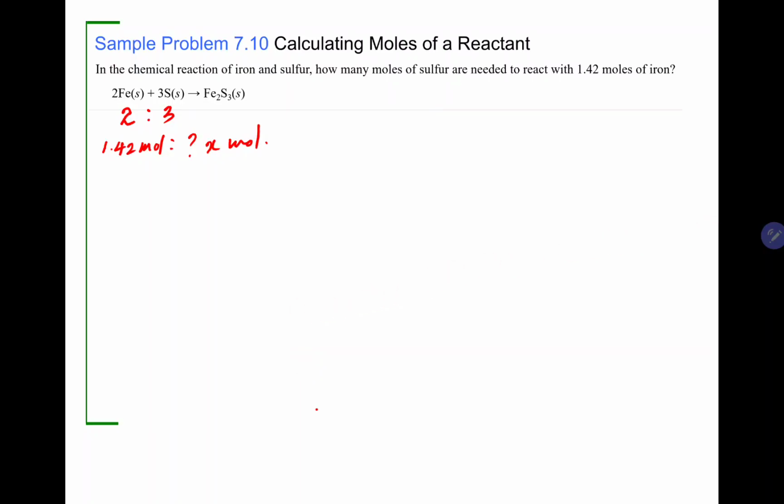Let's figure this one out. You want to figure out how many moles of sulfur you need. To do that, you multiply what you know, which is 1.42 moles of iron, by a mole factor generated using 2 and 3. Why 2 and 3? Because those are the coefficients in the stoichiometric ratio between iron and sulfur, and we are looking for sulfur, so 3 should be on the top.